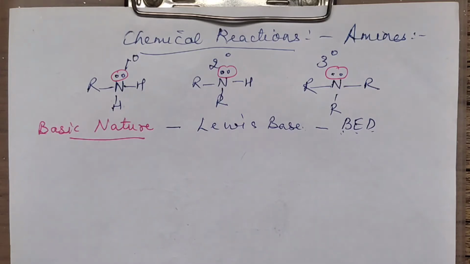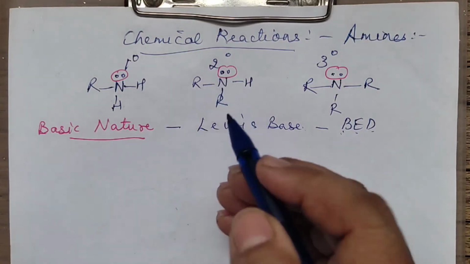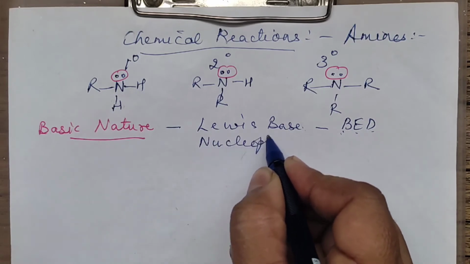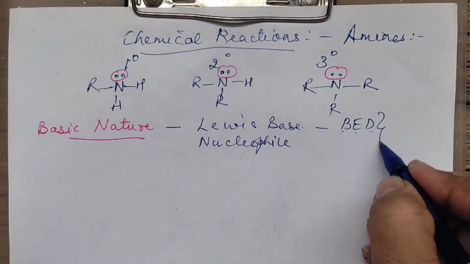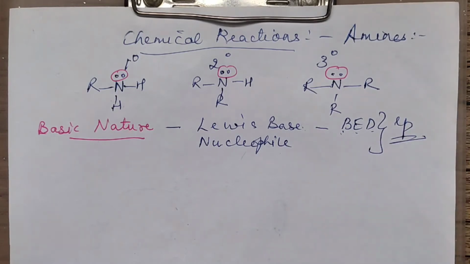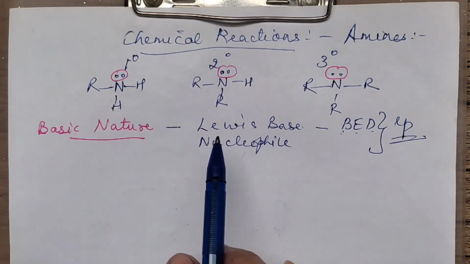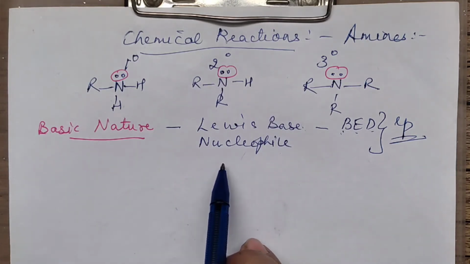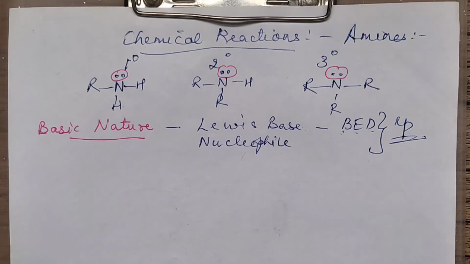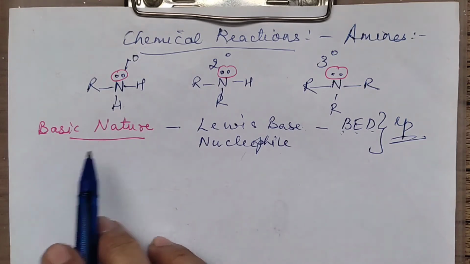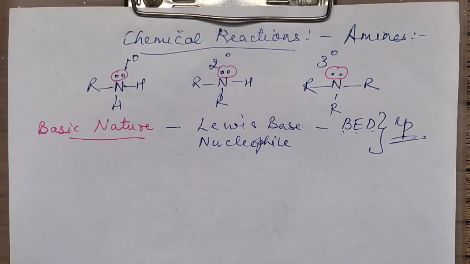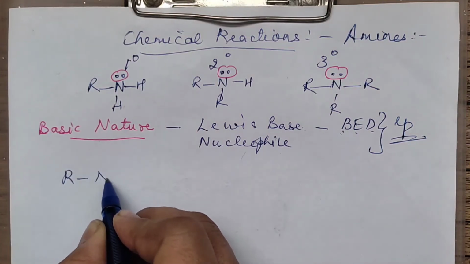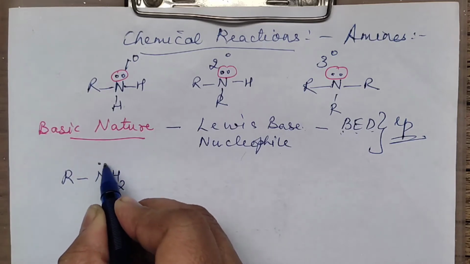At the same time, you can also say that due to the presence of the lone pair, they are behaving as nucleophiles. So what we can say is that due to the presence of the lone pair of electrons, the amines can either behave as a Lewis base, that means they are basic in nature, or they can act as a nucleophile. Now first we are beginning with the basic nature. How can we say they are basic in nature? Suppose I am considering this primary amine, RNH2, right?